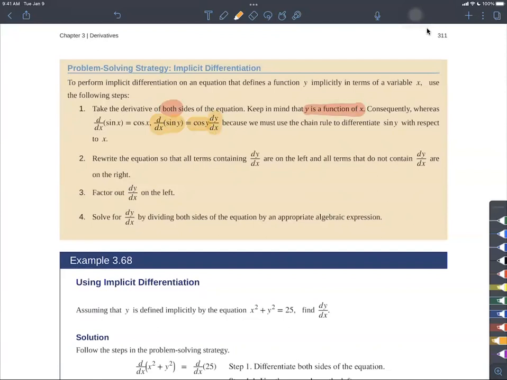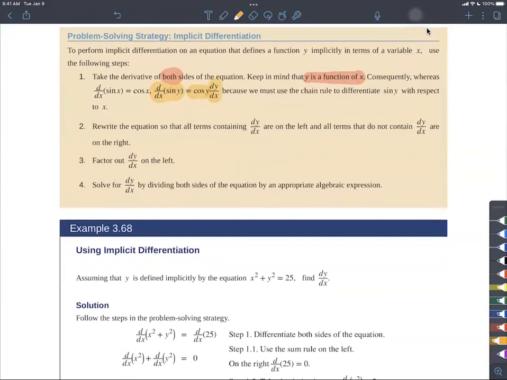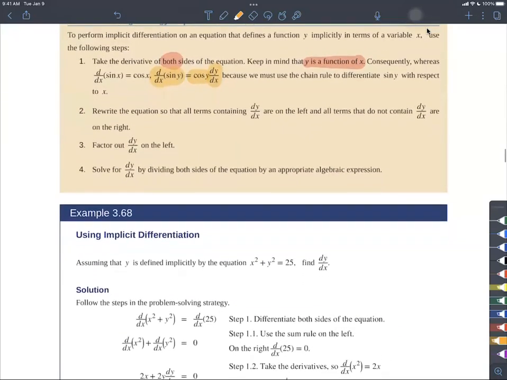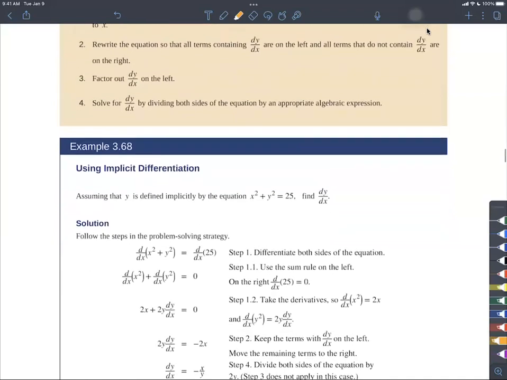Rewrite the equation so that all terms containing dy/dx are on the left, and all terms that do not contain dy/dx are on the right. Factor out dy/dx on the left. Solve for dy/dx by dividing both sides of the equation by an appropriate algebraic expression.